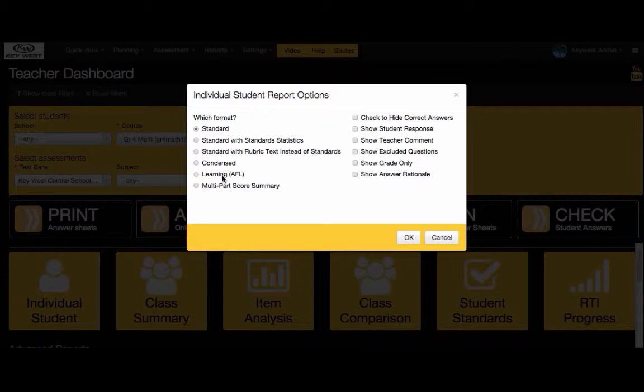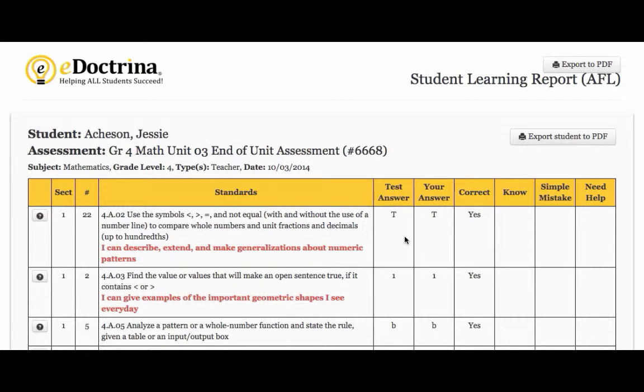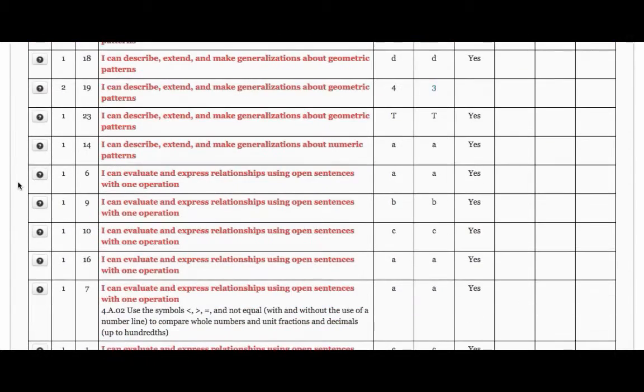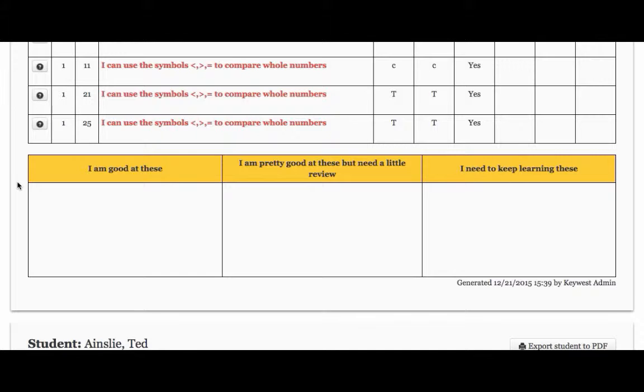Our assessment for learning format within the individual student report allows the students to self-assess how they did on the standards or skills linked to that particular assessment. They're able to decide whether or not these are standards or skills they know and are comfortable with, or if they made simple mistakes on the questions linked to that standard, or if those are certain skills that they need help on. Also, towards the end of each report, for every student, they have an opportunity to tell the teacher the skills they feel good at, the ones they are so-so at, and the ones they need to keep learning.